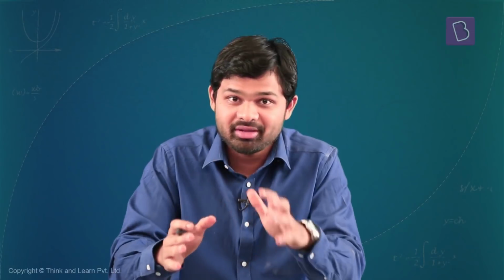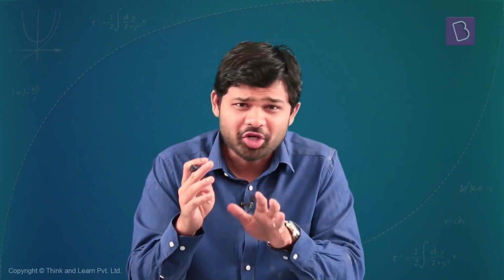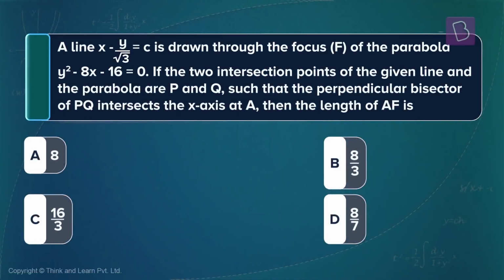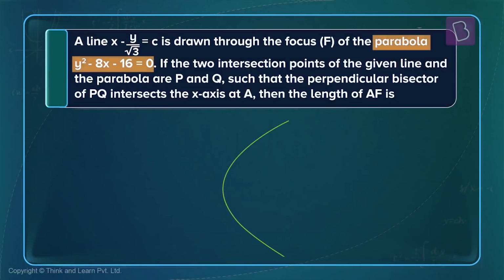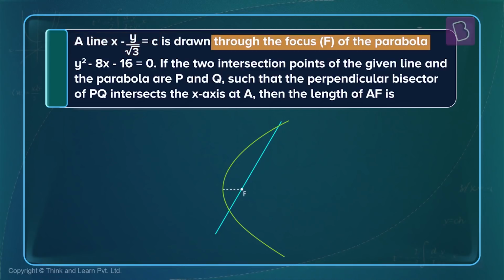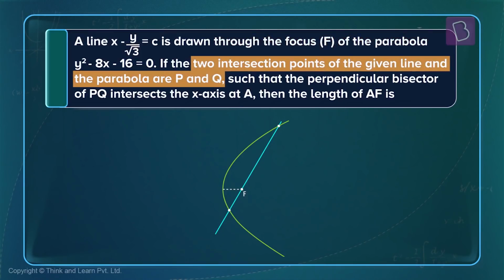Now here is the last question, and pay attention to this question because there's a lot of information given in this question. First of all, a parabola, y square minus 8x minus 16 equal to 0. Then a straight line, x minus y by root 3 equal to c. And this straight line passes through the focus of that parabola. Further, this straight line intersects the parabola at two different points, P and Q.